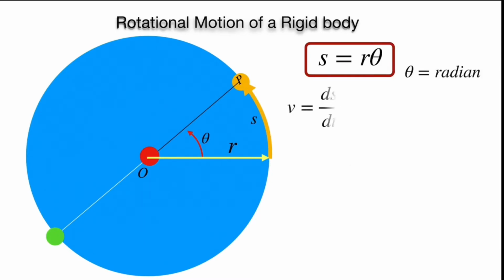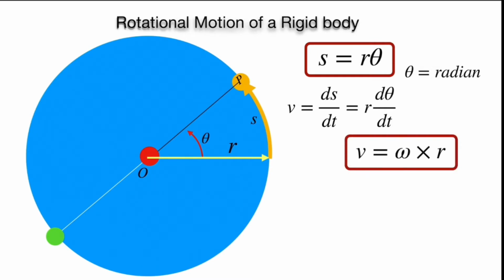Now what about the linear velocity of this particle? Linear velocity of the particle is given by the derivative of S with respect to time, as we have seen in the case of circular motion of particles. So by this relation we get V equal to omega cross R. Omega is the angular velocity of particle P or the reference line OP.